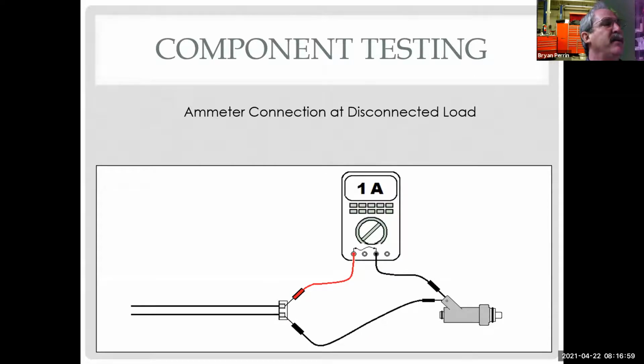So here's an amp meter connection. Here we've disconnected the load, in this case the injector. We've hooked an amp meter along one side. Now, does it matter whether my amp meter goes on the positive wire or the negative wire?